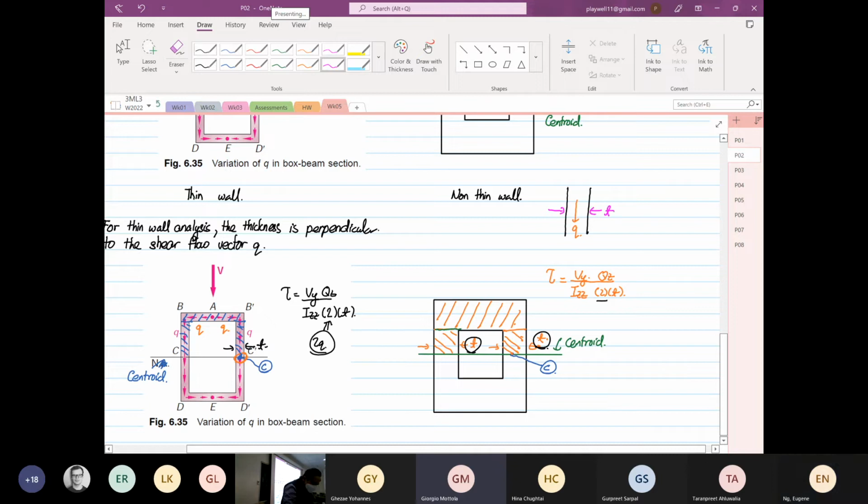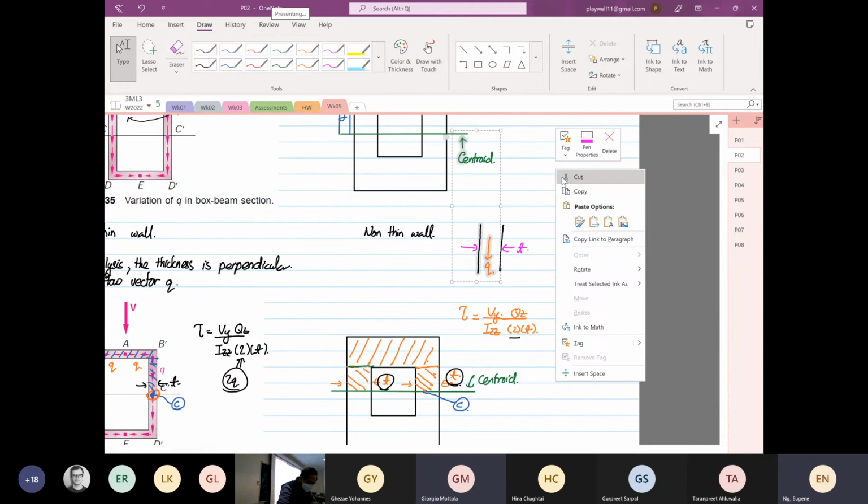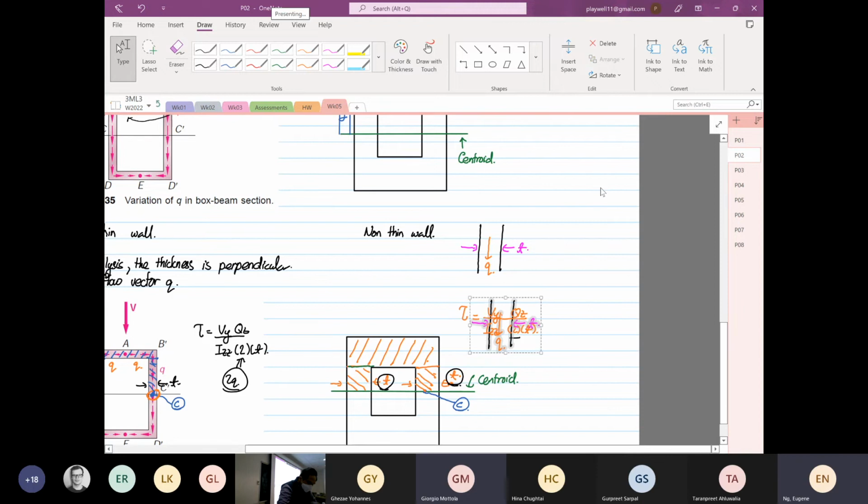So if the shear flow is oriented in vertical, I will do another one, I will copy, and it usually doesn't work. I paste, I move this around, and then I rotate. There you go. If your Q is going in the horizontal direction, on the figure on the right, the thickness is going to be perpendicular. Is that better now? Yeah, that makes a lot more sense. Okay, yes.